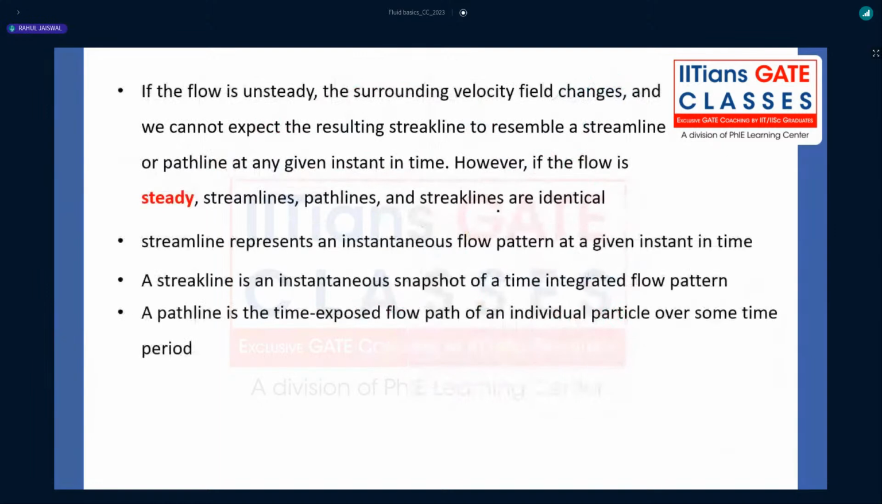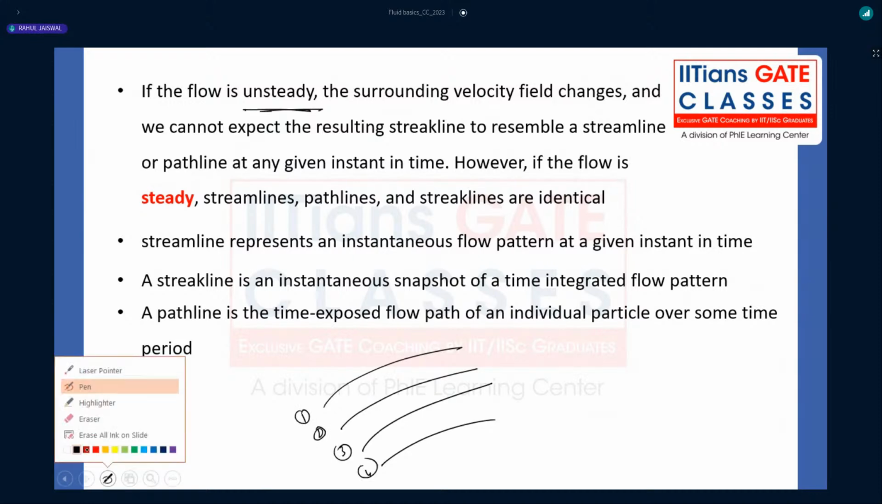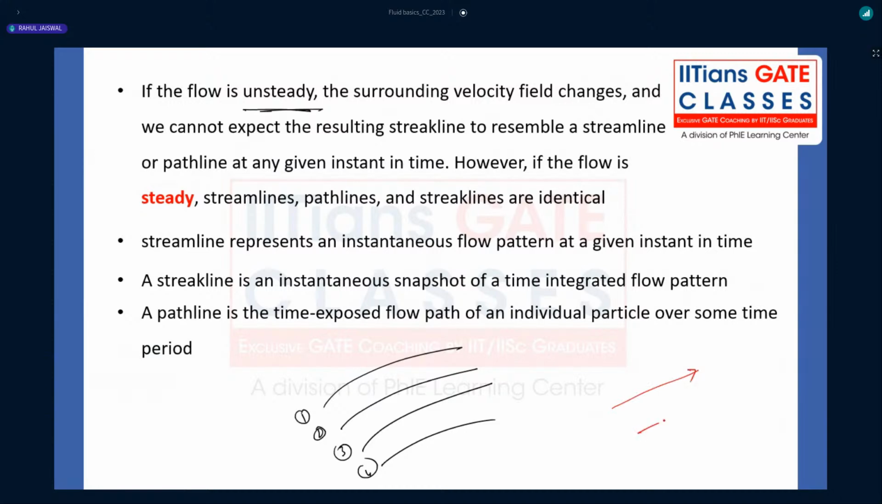Here you will have some important points. If the flow is unsteady, the surrounding velocity field changes, right? What is the meaning of this? See, suppose you have the pattern of streamlines, streamline 1, 2, 3, and 4, in a particular flow field, and the flow is happening like this, right? If you draw the tangent, it gives the pattern of the streamline. That is what I have drawn. But suppose the flow field is unsteady, right? At time t equal to 1 second, the particle is traveling like this. The next moment, the particle is traveling like this, suppose with velocity v2, where initially the velocity is v1.